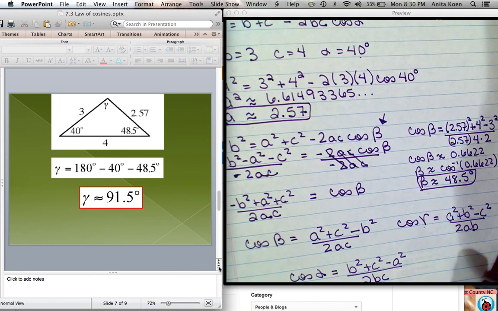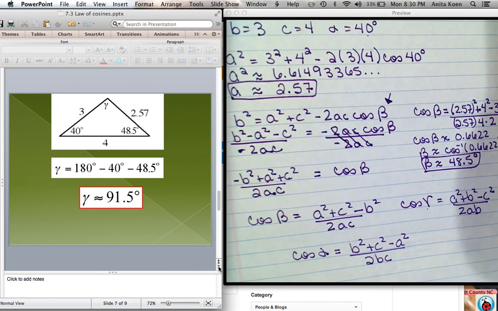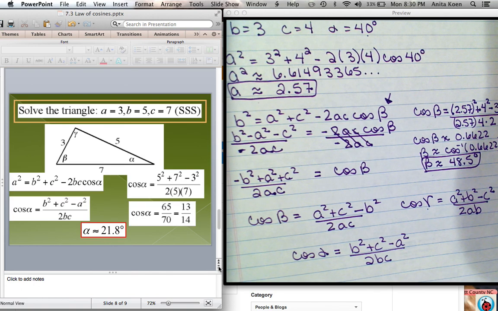Now, to find the last angle, which is angle gamma, you can see from the slide that all we have to do is take 180 degrees and subtract the two angles that we already know, which would be alpha, which is 40 degrees, minus beta, which is 48.5 degrees, to find out that gamma is 91.5 degrees. And now we have solved that triangle.